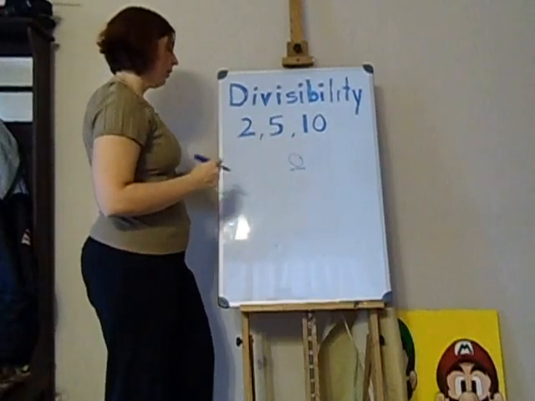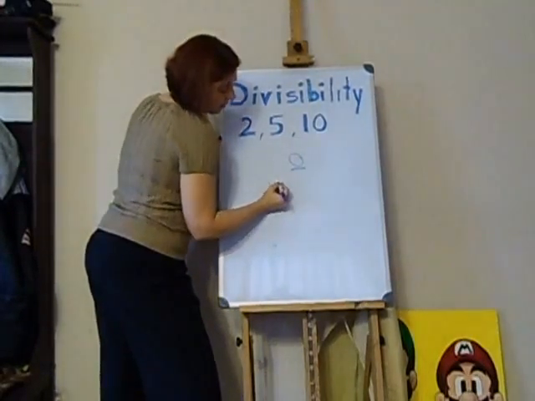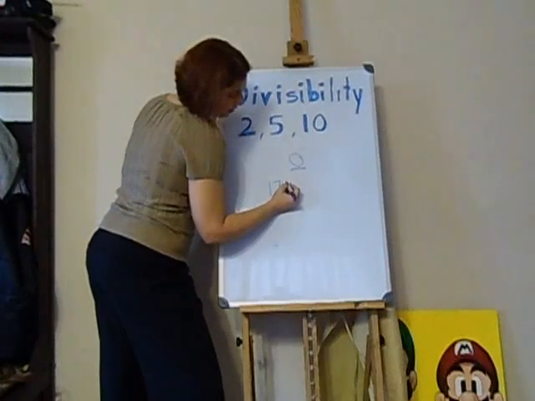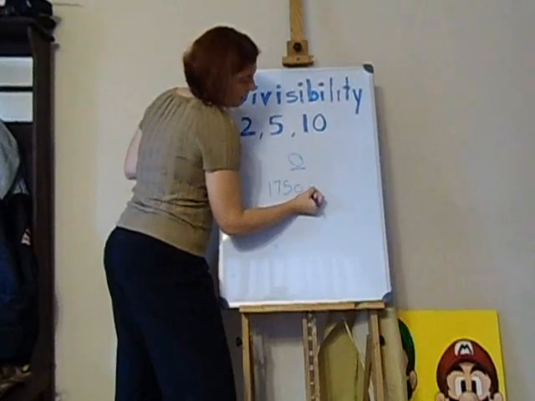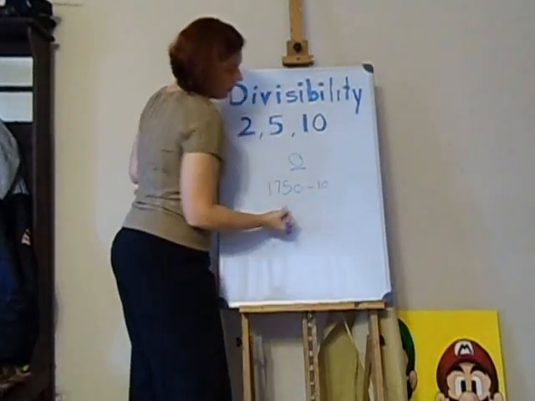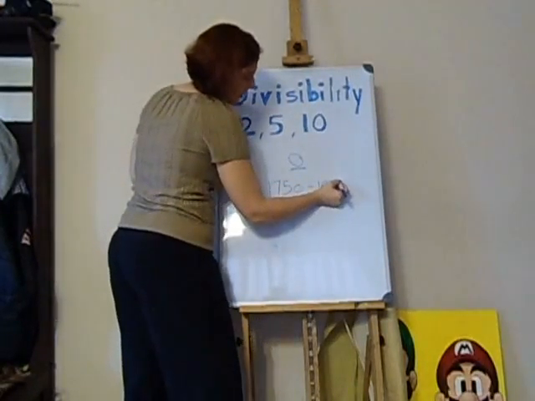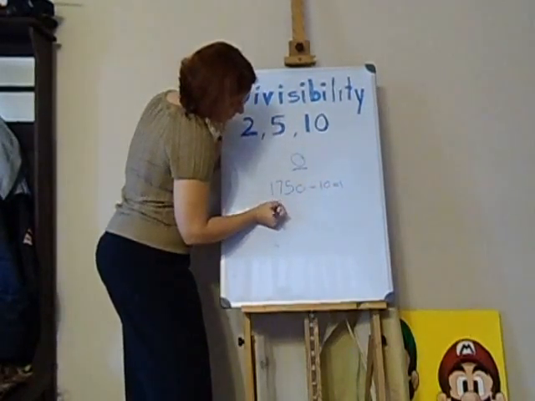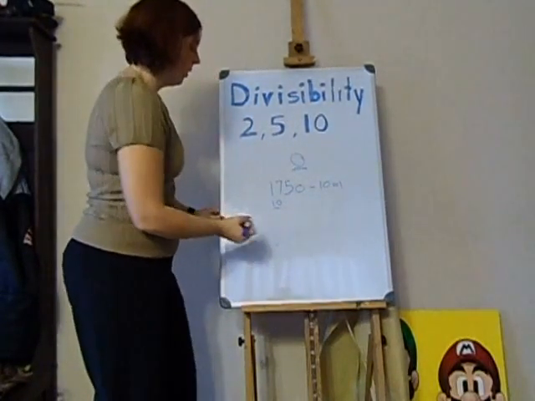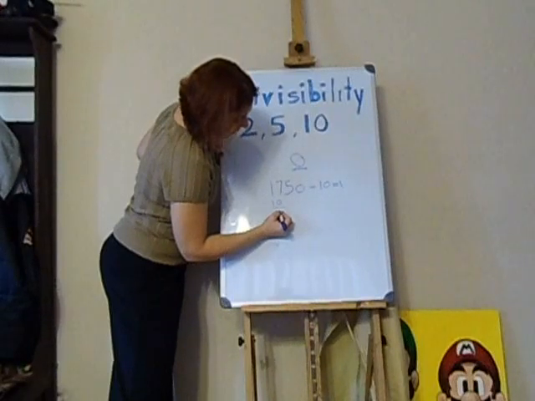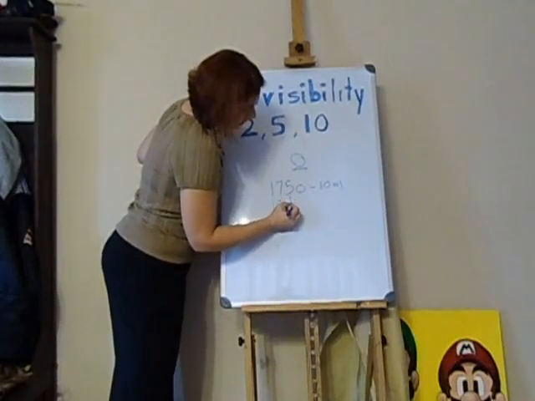Let's go a little bit higher. Let's go with 1,750 divided by 10. Alright, 17 divided by 10 is 1, which makes it 10. So 17 minus 10 is 7. 7, you bring down the 5.